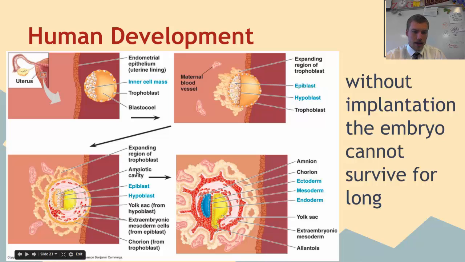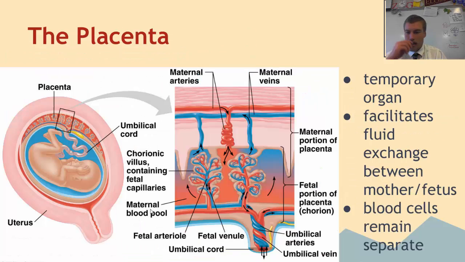You can see a lot of the various parts of the amniotic egg in the embryo's implantation. You can see the amniotic cavity. You can see the yolk sac. All those things are going to continue to develop, and they're going to develop into the placenta. The placenta is a temporary organ. It is extremely important because it helps to facilitate fluid exchange and therefore nutrient exchange between the mother and the fetus.